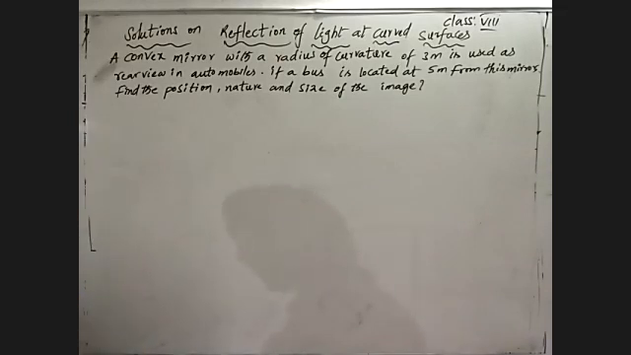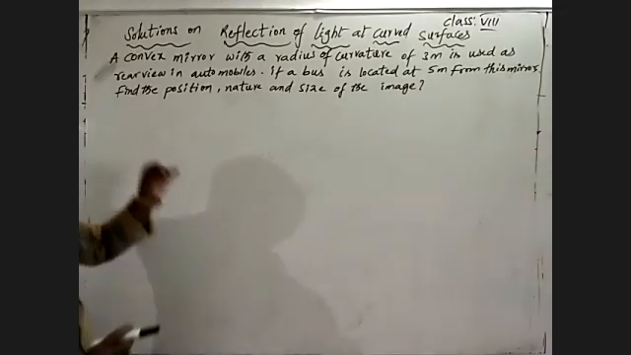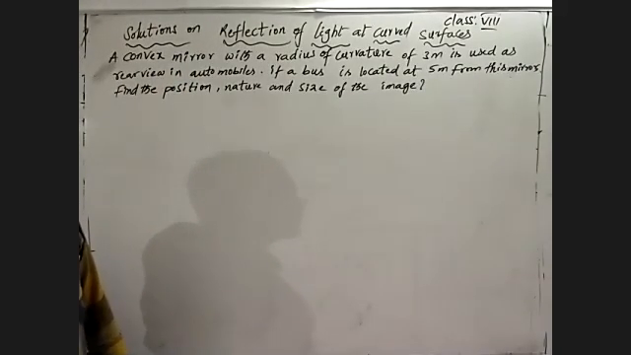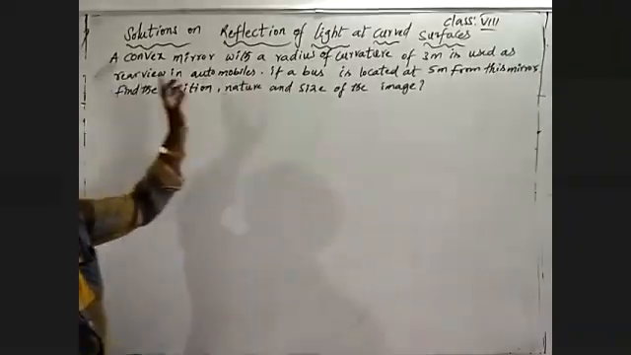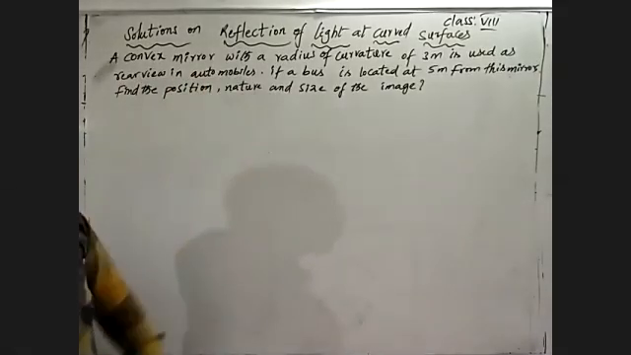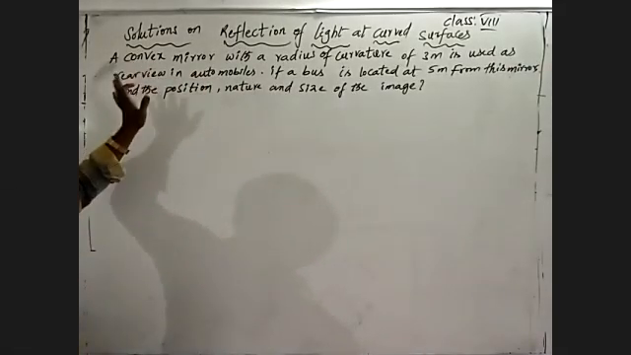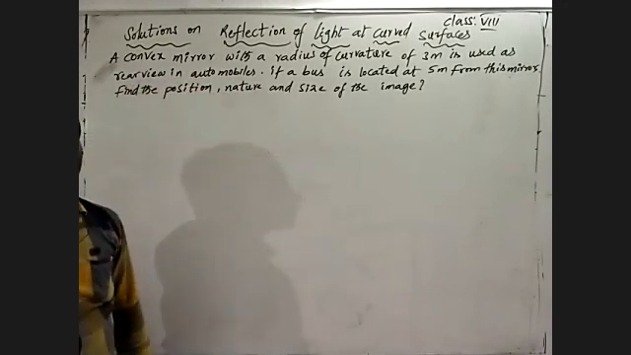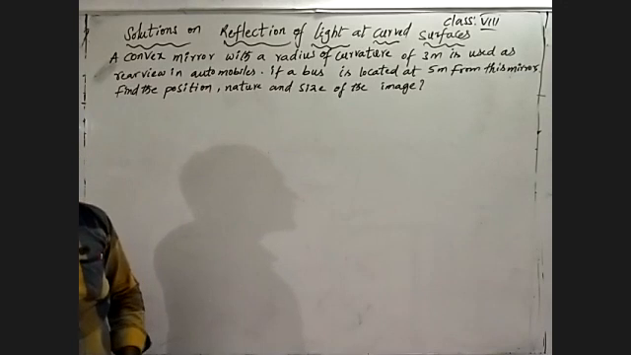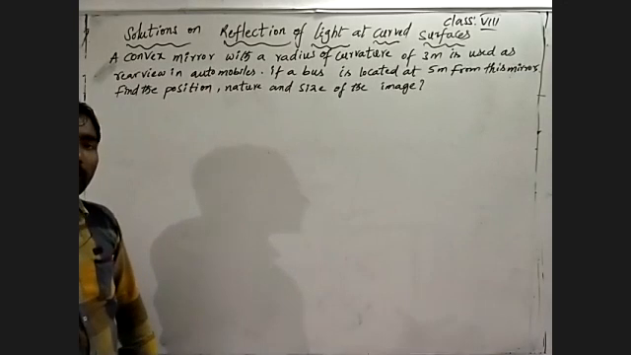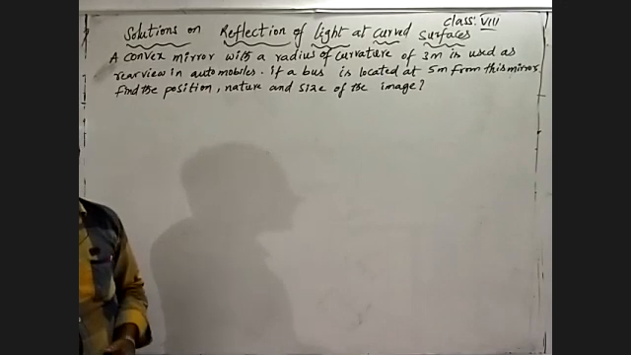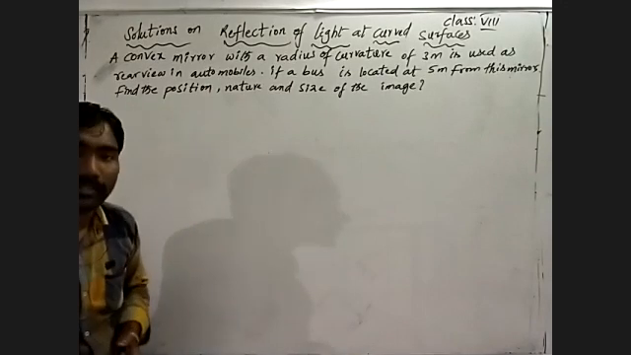What you have to solve: a convex mirror with a radius of curvature of 3 meter is used as a rear view mirror in automobiles. So what is the convex mirror used for? Rear view in automobiles. Rear view mirrors mean we are looking at the vehicles coming behind any vehicle, the side mirrors of vehicles.